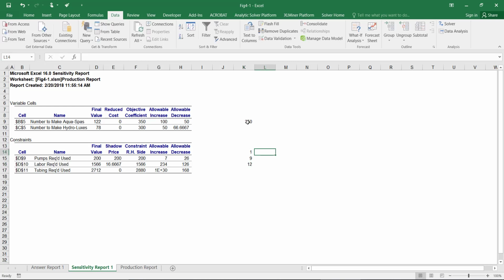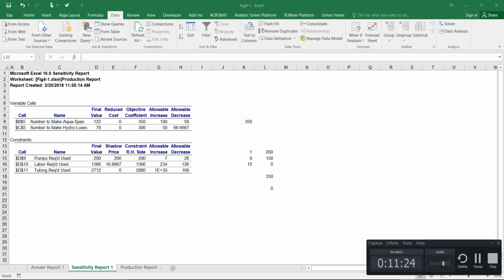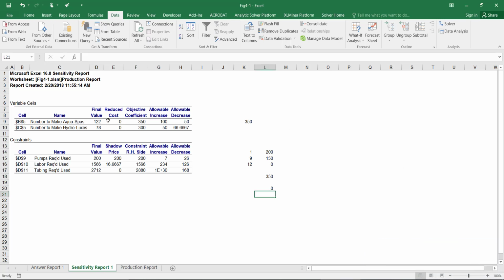So if we multiply each of these values by the shadow price, we are going to get these values. If we add up all of these numbers, we get this value, 350. Then if we take the difference of the objective coefficient minus this value, we get zero. So this essentially means that the difference between the profit that this product makes and the materials that this product uses is zero.